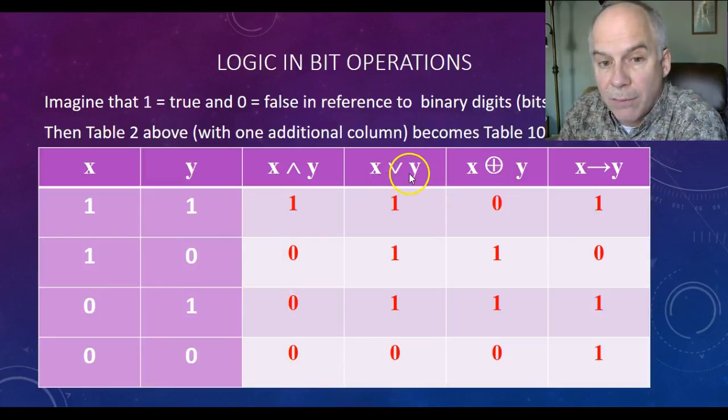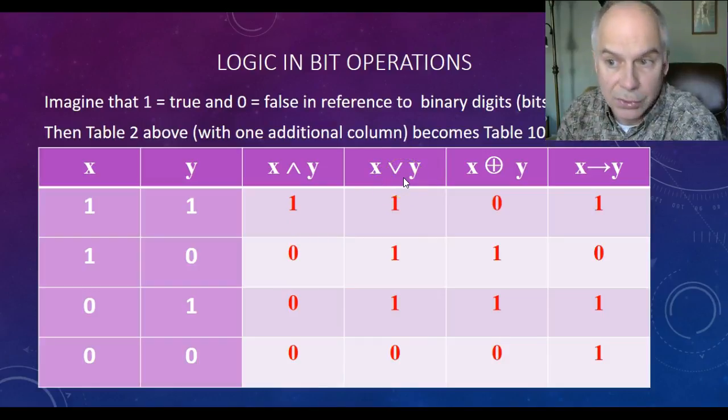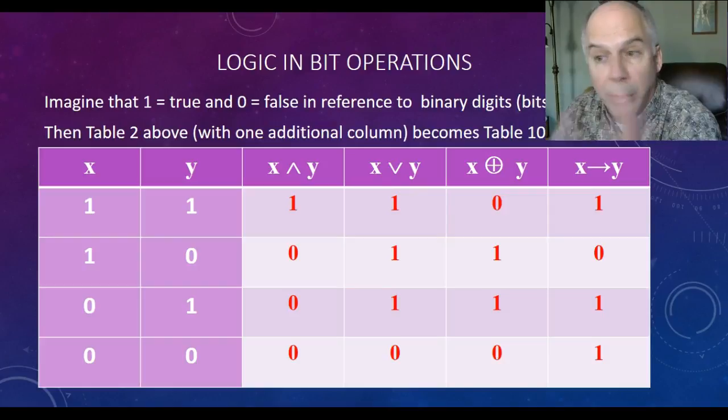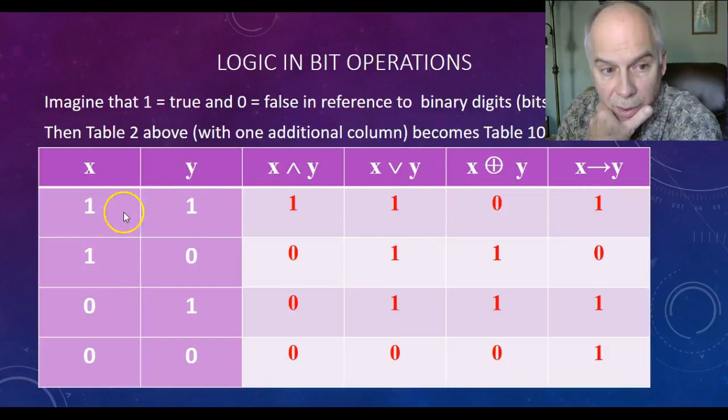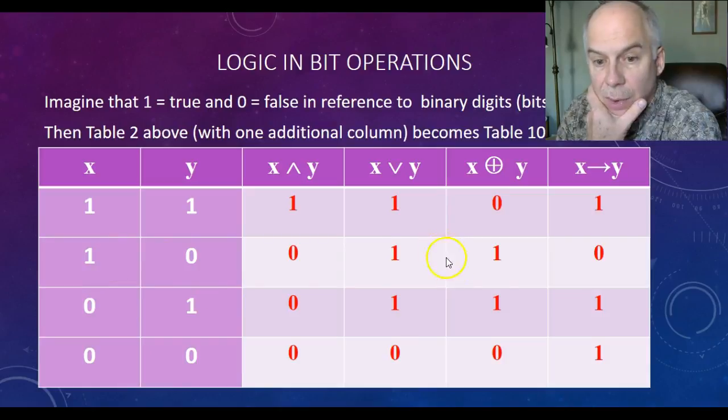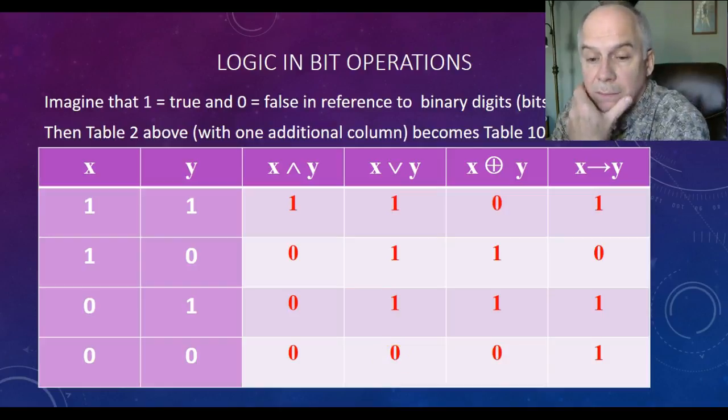Now, OR, the fourth column here, is done when either the first or the second or both are true. So in the case when both are ones, then this is going to be 1. In the second and the third rows, you see that they both ended up with a 1 also, because at least one of them is a 1. But in the last row, it's a 0 because we don't have at least one being true.